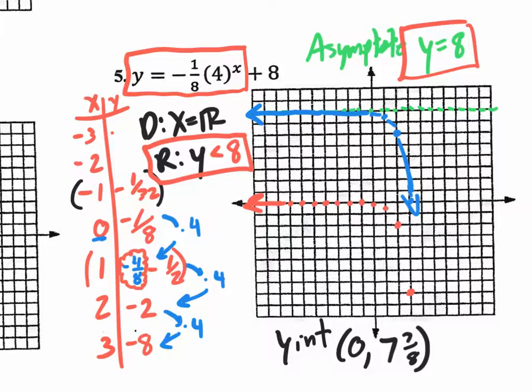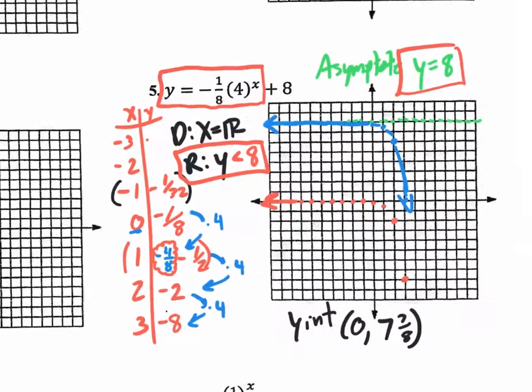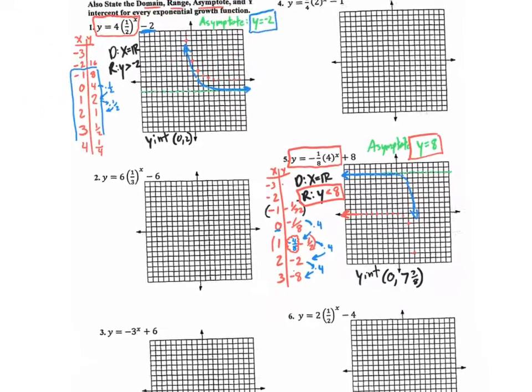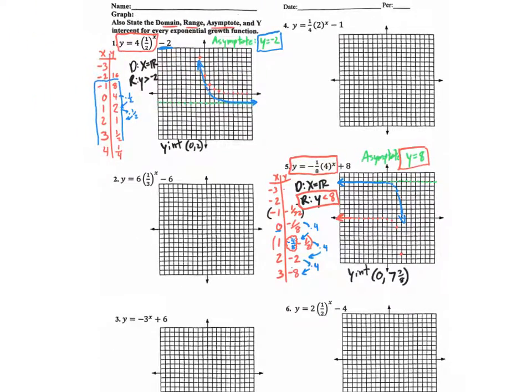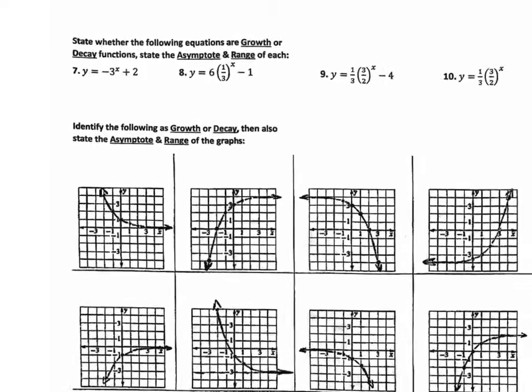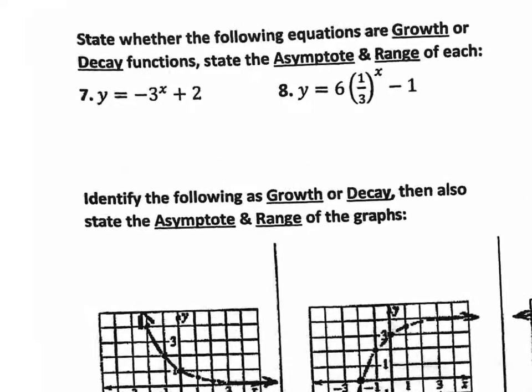So that's 2 examples of how to graph. One's exponential growth, one's exponential decay. Let's flip this paper over and see the rest of this homework. I know you guys might be thinking, man, it's a lot, but the rest of this is a little easier.